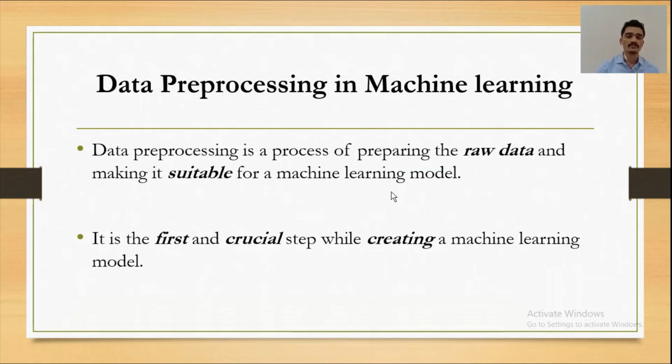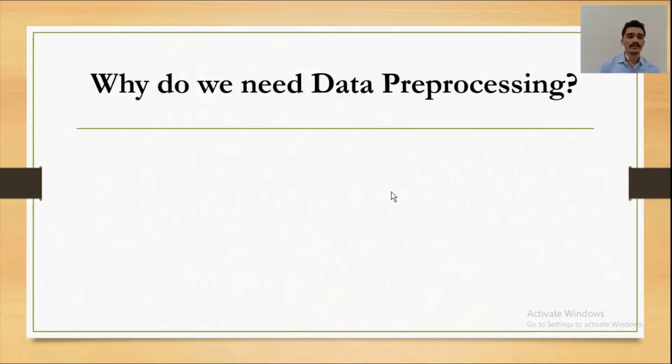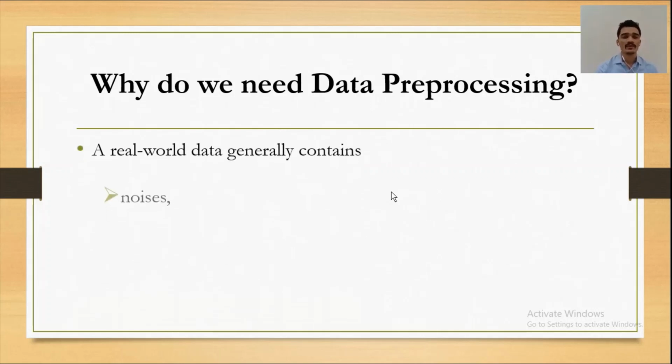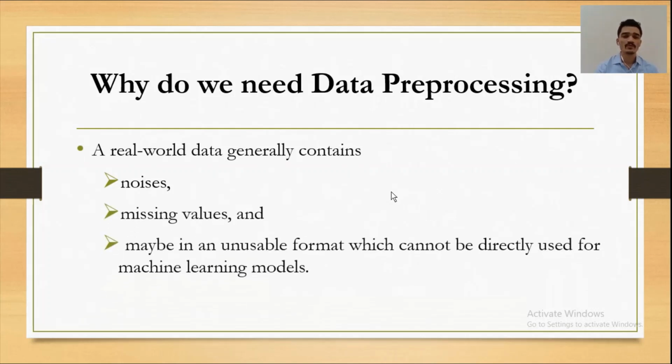Next, why do we need data preprocessing? As we know, real-world data contains some noise, some missing values, missing attributes, some errors, some manual errors, human errors. It may be in an unusable format, which cannot be directly used for the machine learning model. Due to this, our model will predict the wrong result and it will not work properly for predicting a better output.